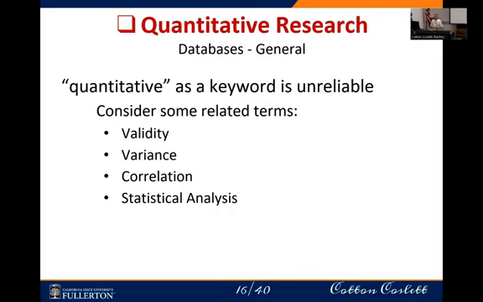However, it can be somewhat problematic because a lot of the time when we're using keyword searches, we're essentially asking for every article or resource with that word in it. And that obviously is not always going to be very helpful. So instead, I suggest considering related terms. Quantitative is kind of used as a catch-all. So using terms like validity, variance, correlation, and statistical analysis can be extremely helpful in reducing your results to those specific types of research. Statistical analysis in particular is one that I find to be very helpful.